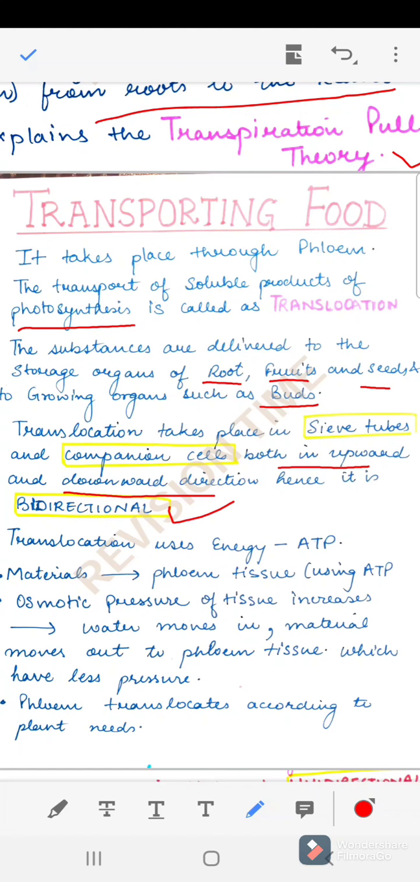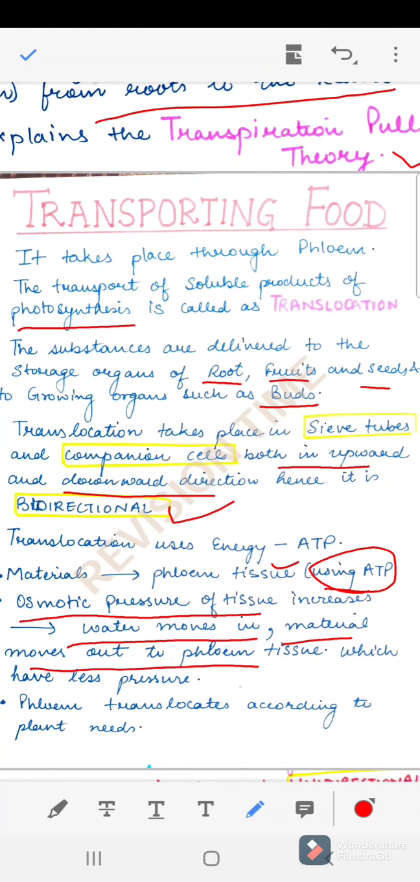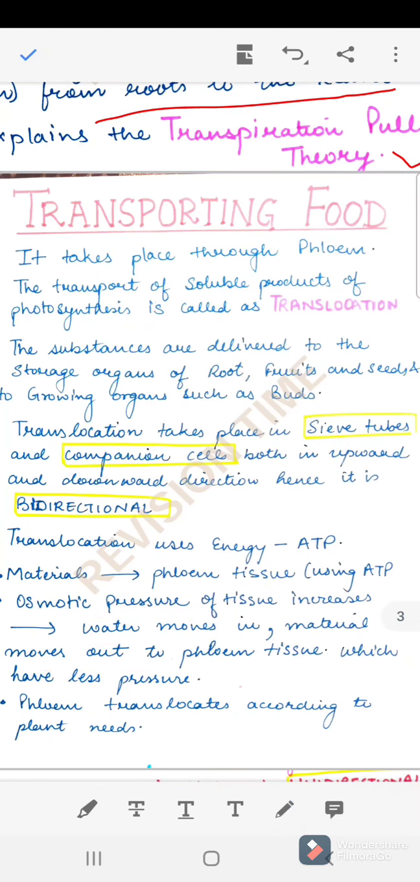So what happens? The materials are transferred to the phloem tissue using the energy in the form of ATP. We know that ATP is adenosine triphosphate, which is the energy currency of the cell. So there is the generation of osmotic pressure in tissue, right? So what will happen? The water moves in because the water moves from the region of higher concentration towards the lower concentration. So when the water moves in, the material moves out to the phloem tissue, which has less pressure. Hence, the phloem translocates according to the plant needs.